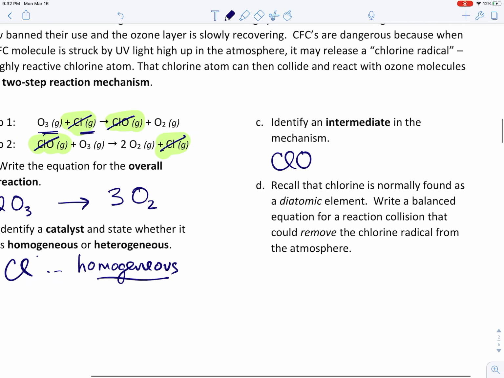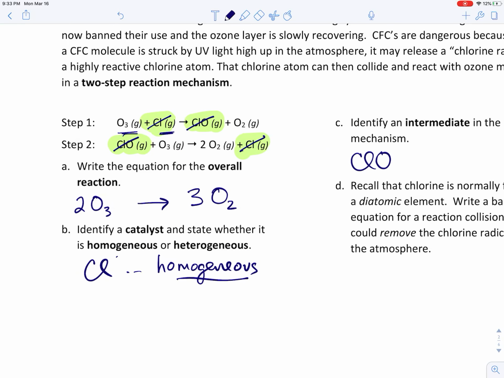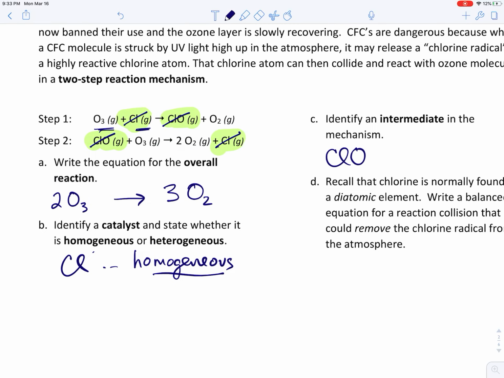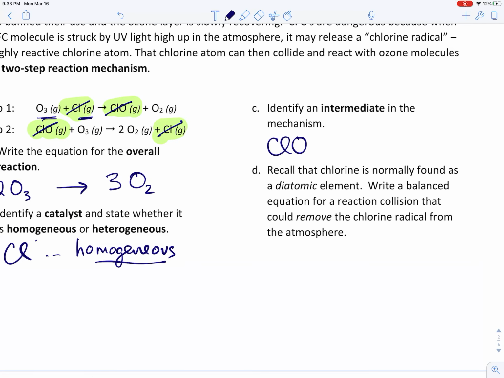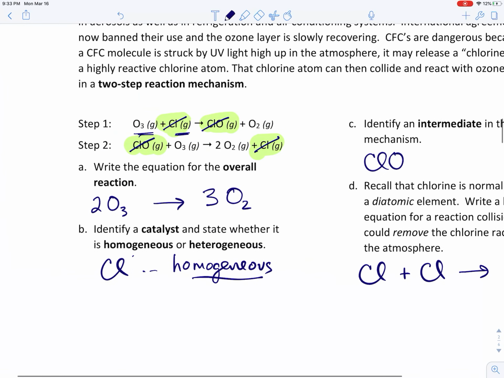And finally, we're asked to recall from our grade 11 chemistry classes that chlorine is normally a diatomic molecule. We normally write it as Cl2. But in this mechanism, we were dealing with something called a radical, a single chlorine atom. Write a balanced equation that could show how chlorine radicals might be removed from the atmosphere. A simple thing to think of would be two chlorine atoms colliding with each other, and if they did, they'd form the Cl2 molecule. In doing so, we'd have fewer chlorine radicals in the atmosphere, and therefore ozone would be preserved.